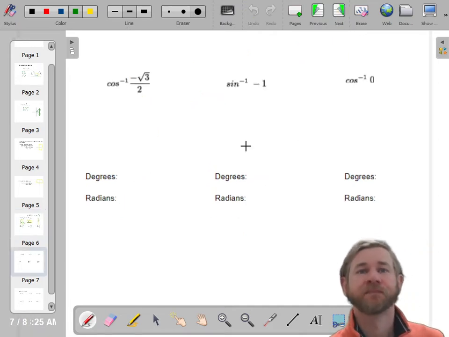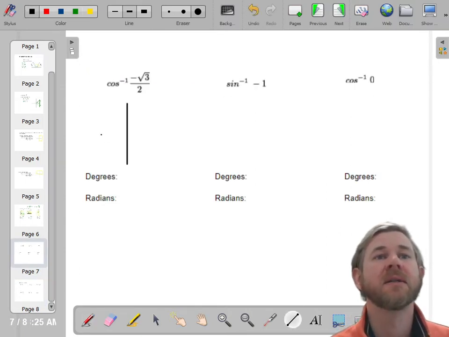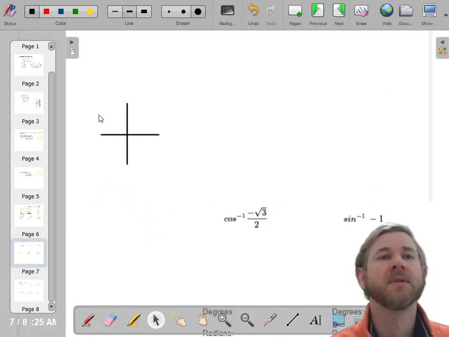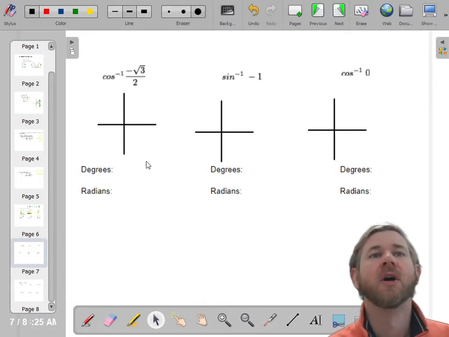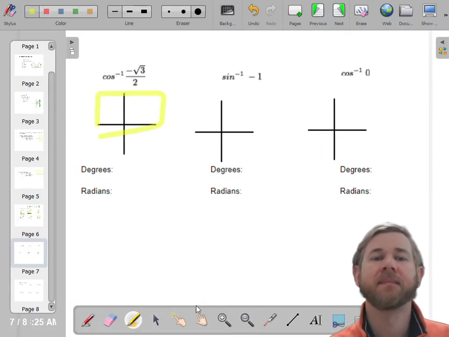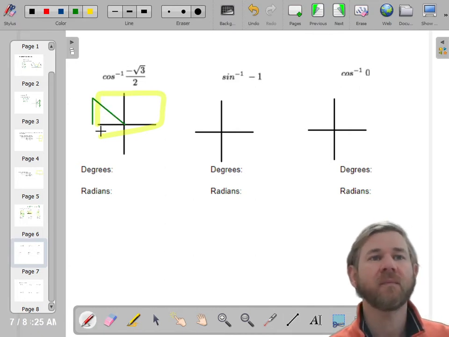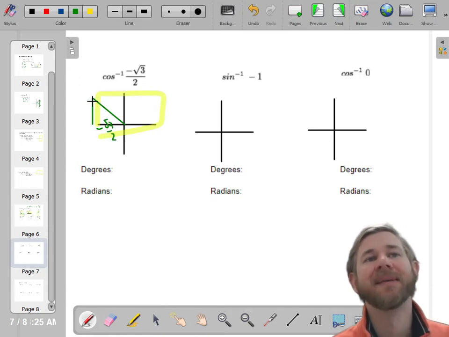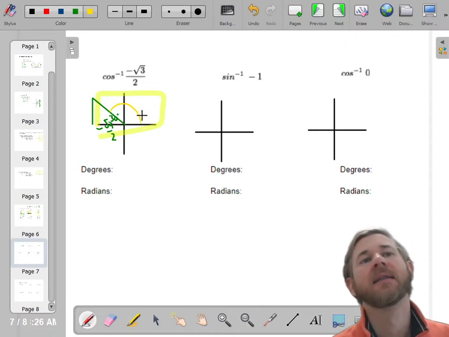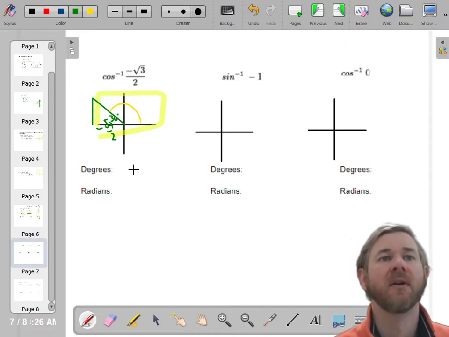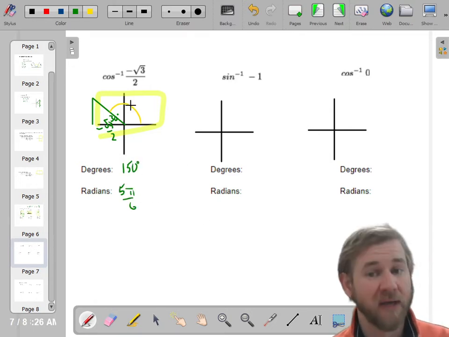Cool. Let's do a few more. I'm going to make some grids here. Okay. Just copy this so I don't need to keep doing it. All right. So cosine, we know that inverse cosine has to come from the top. And if the cosine is negative, then we are somewhere over here. If the cosine is negative radical 3 over 2, that means this is 60 degrees, so the reference angle is 30. Then we're saying, all right, that's 180 minus 30, which is 150 degrees, and that's 5 pi over 6. If you don't remember your unit circle, you better hit the unit circle.